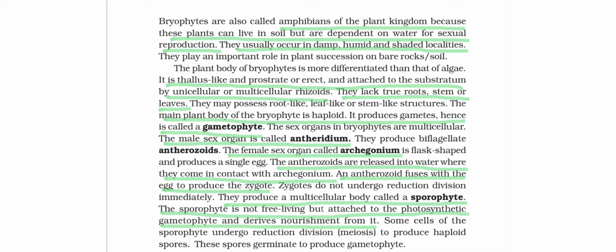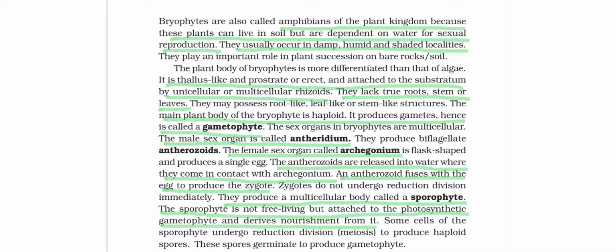Actually they lack true roots, true stem or true leaves. These types of structures appear, but exactly they are not present. The structures which appear are very similar to root-like, leaf-like or stem-like structures, but exactly they are known as a thallus-like body. They lack true root, true stem and true leaves.